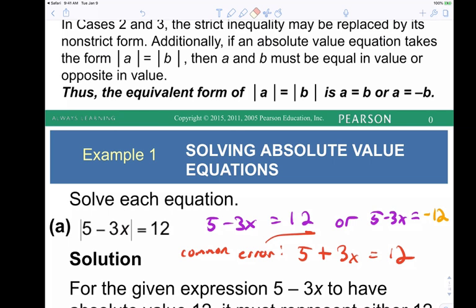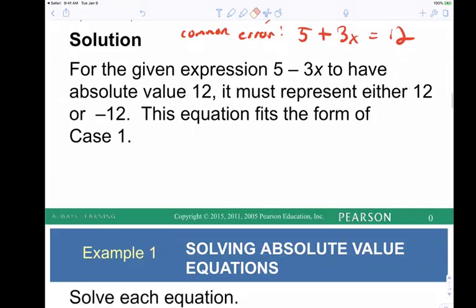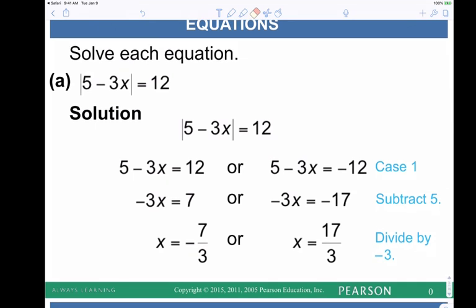Anyway, I'm gonna let all that be. But yeah, once you get to the purple and orange, then you just solve those separate equations. You subtract the 5, we'll get 7. So the first result looks like it's a negative 7 over 3. Subtract 5, that's a negative 17. So then it's 17 over 3. So negative 7 over 3 and positive 17 over 3.